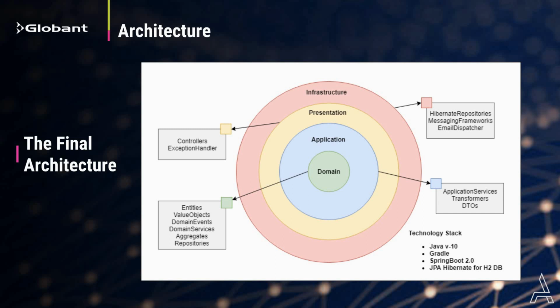And finally, the technology stack that we are going to use includes Java version 10, Gradle as a build automation system, Spring Boot 2.0 as our core framework, JPA with Hibernate as our ORM, and finally, we are going to use an in-memory relational database called H2. Now, we are ready to start building our application.